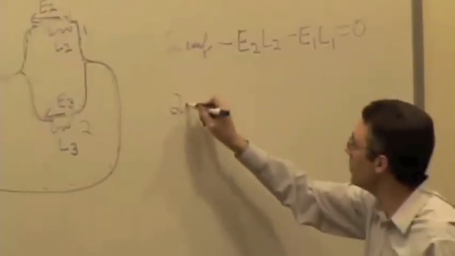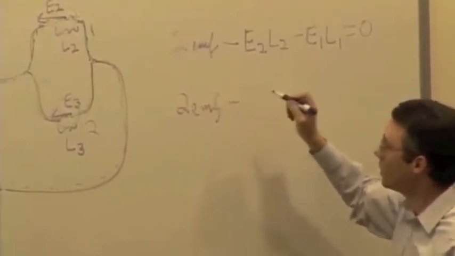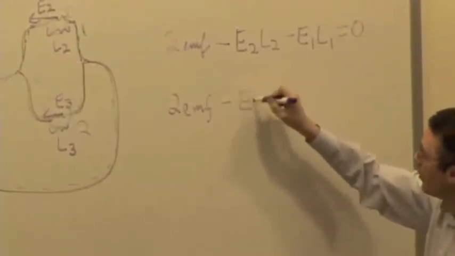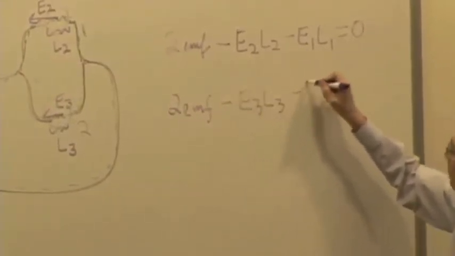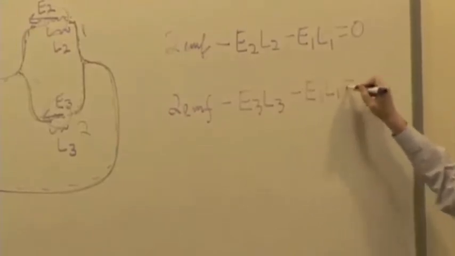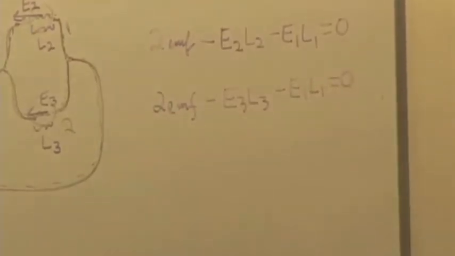EMF minus E3L3 minus E1L1 equals 0. Okay. What about the third loop, the one that just goes through the bulbs?